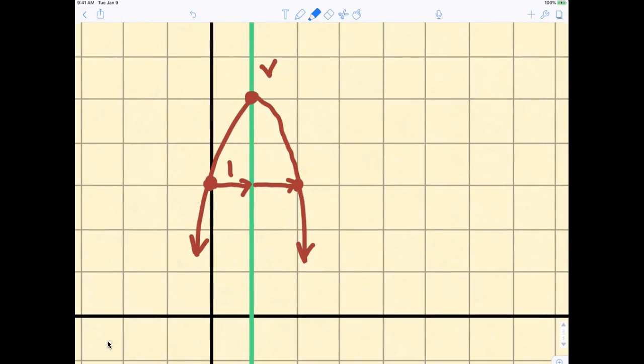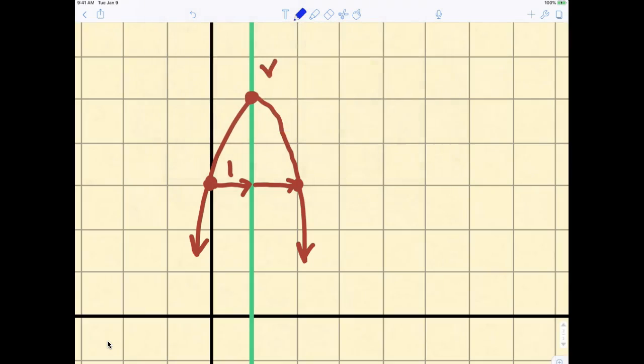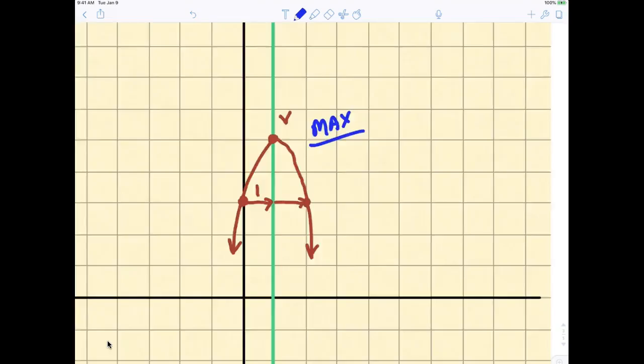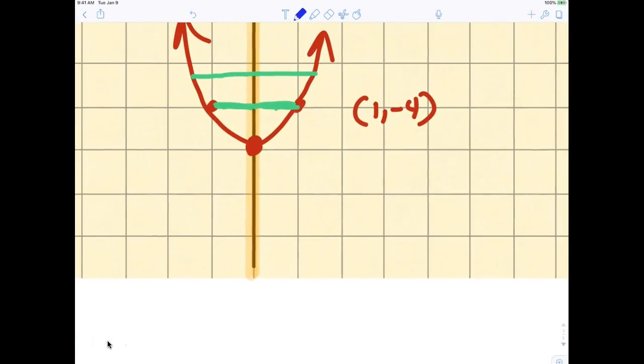Is the vertex a maximum or a minimum? It's definitely a maximum, because it's the highest point on the graph. If we look at this one down here, this is called a minimum, because it's the lowest point on the graph.